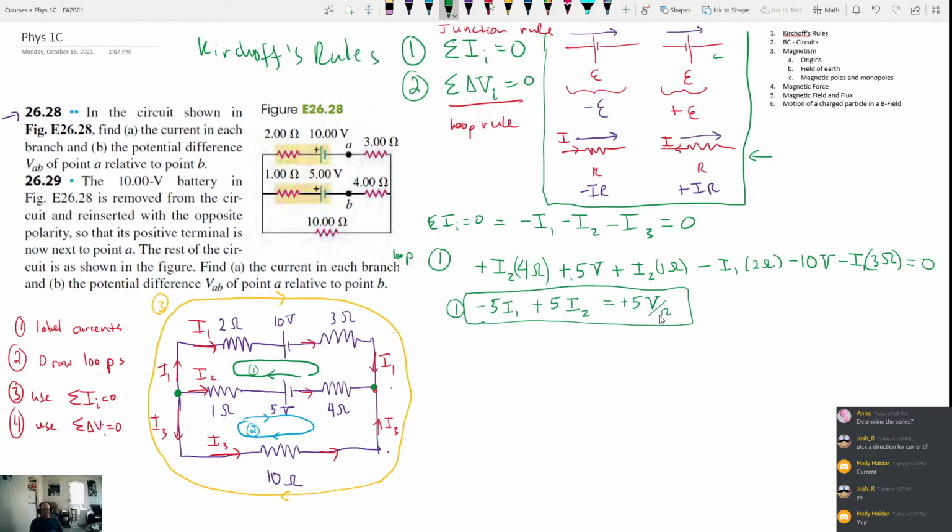And volt over ohm, what unit does that give me? What is volt over ohm the same thing as? Amps. Yeah. So we just write that one as the amps.